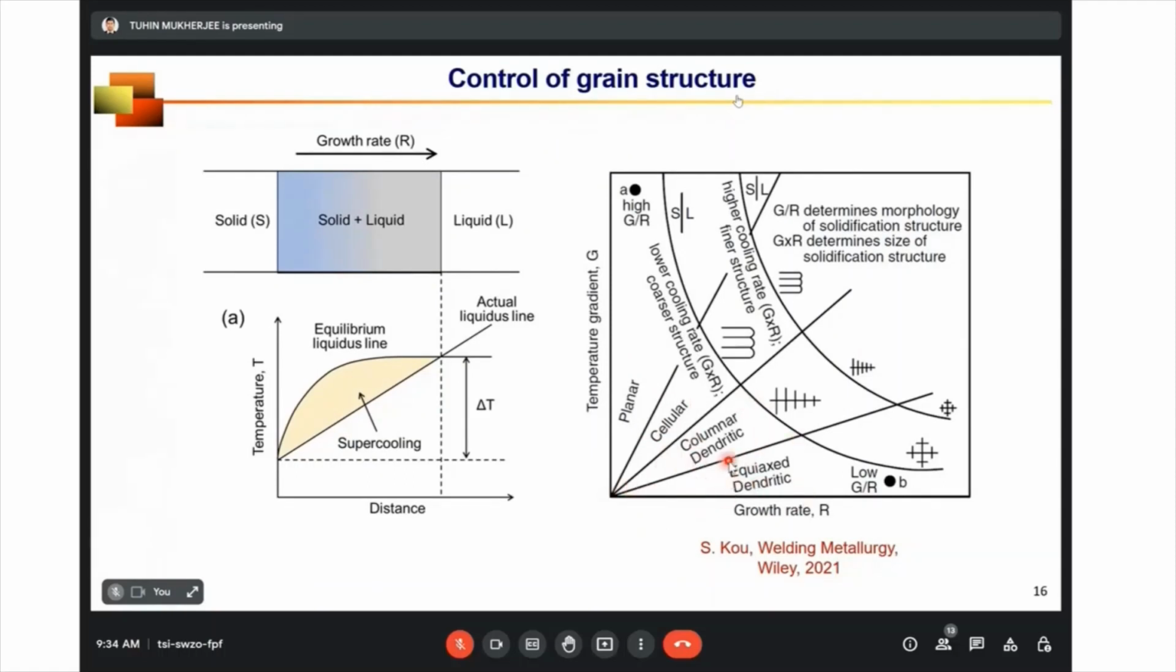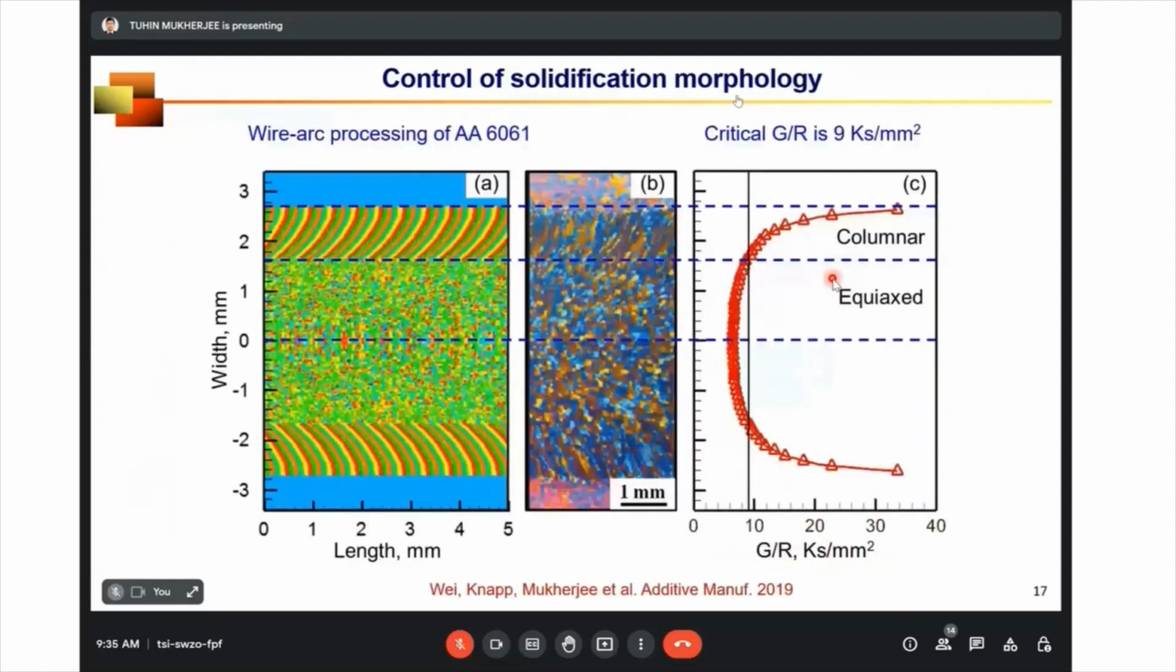So there is a threshold for each alloy of G by R beyond which it forms columnar dendrite, and below which it forms equiax dendrite. The product of temperature gradient and solidification growth rate, GR, determines the solidification structure size. So we can calculate the cooling rate, and from it we can see how big or how small our solidification structures are. So let's see how to control the solidification morphology.